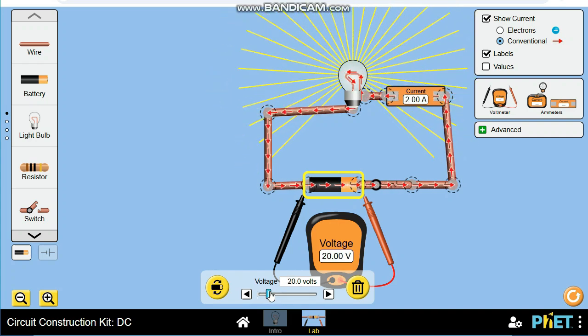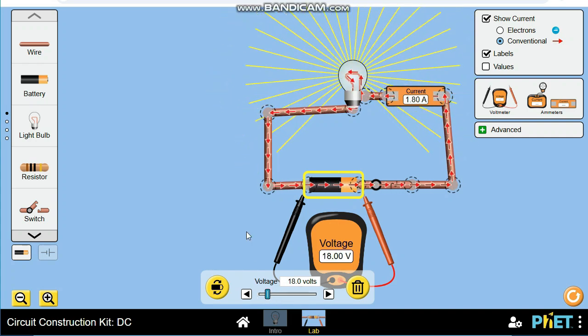That is, increase the voltage up to 18 volts. Now, observe the value of the current in the ammeter, which is 1.80 ampere. It clearly shows that increasing the voltage by 2 times will also increase the current by 2 times, which means that the potential difference V is directly proportional to the current.